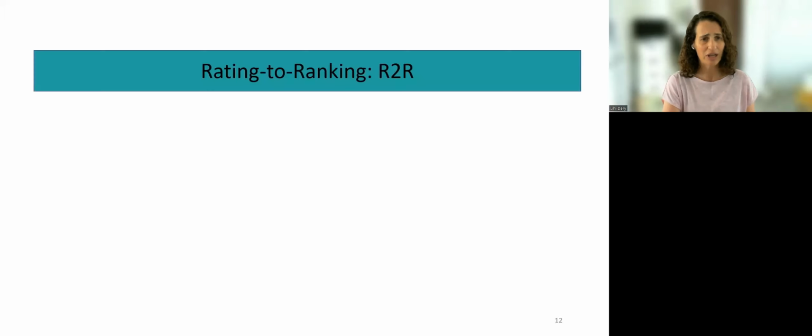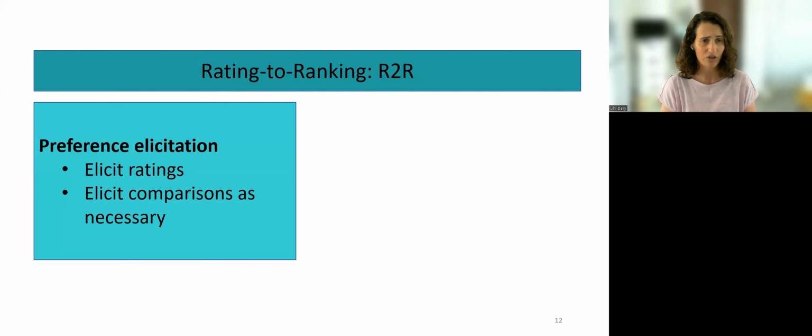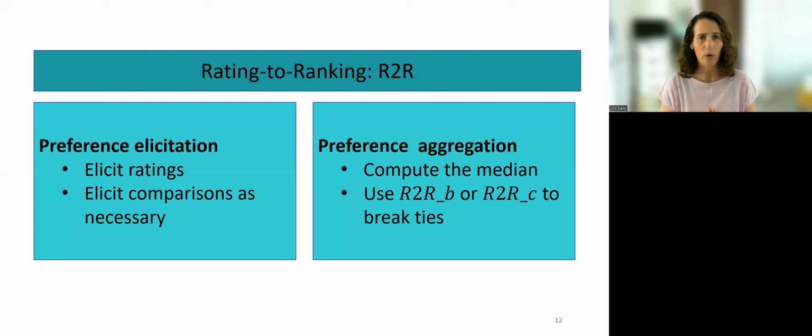So after this introduction, we come to the main part of the talk. This talk is about a method I invented to deal with this problem. The method is called rating to ranking, or R2R for short, and it consists of 2 models. A preference elicitation model, which is in charge of eliciting ratings and performing pairwise comparisons as necessary. And in a minute, I will explain what it means, as necessary. And it also consists of a preference aggregation model, which computes a median and then uses one instance of R2R. There are 2 possibilities in order to break ties.